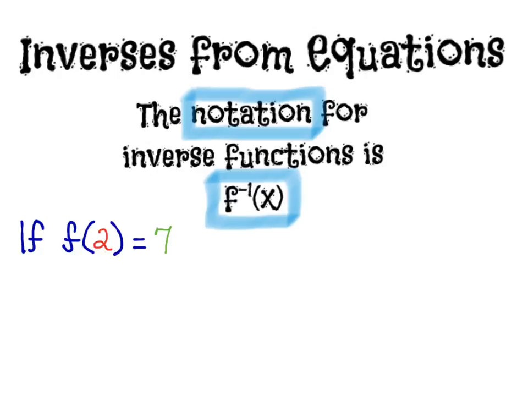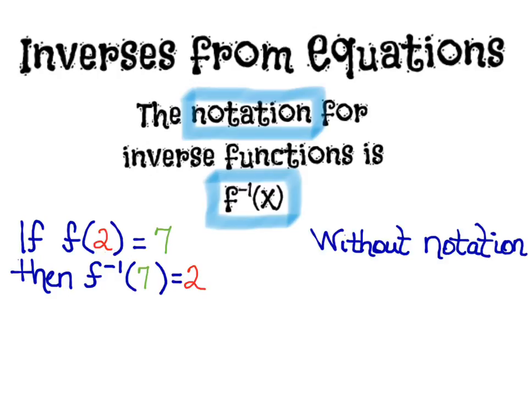So if I had a set of ordered pairs, we put the 2 into the function and got out a 7. The inverse would be I'd put in the 7 and get out the 2, kind of like the vending machine example. Just a little bit more boring than the vending machine, I'm sure you agree.